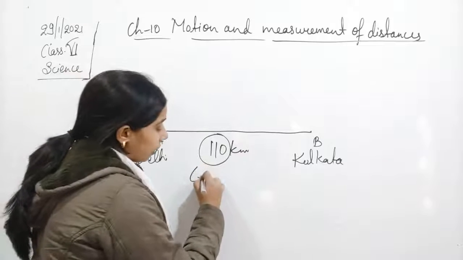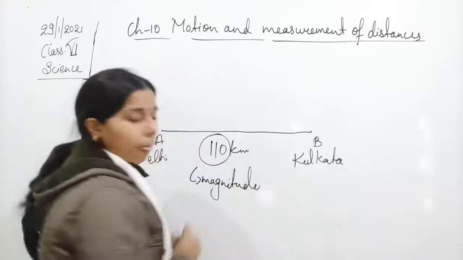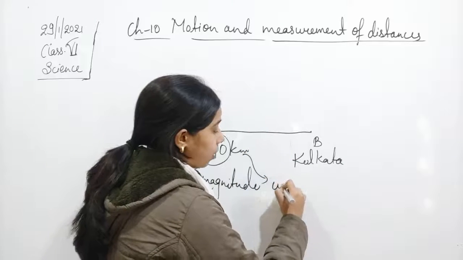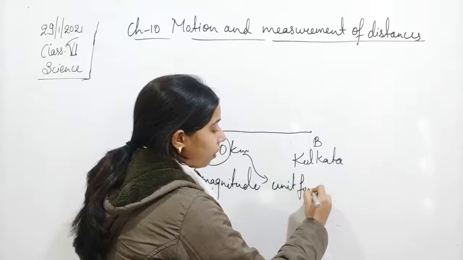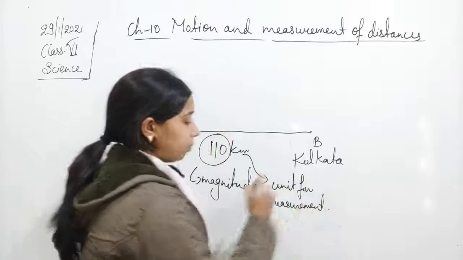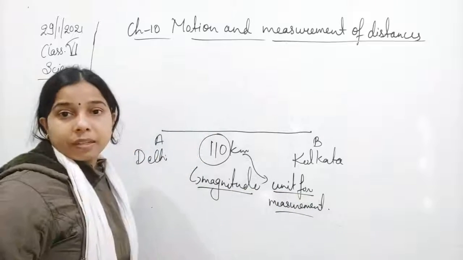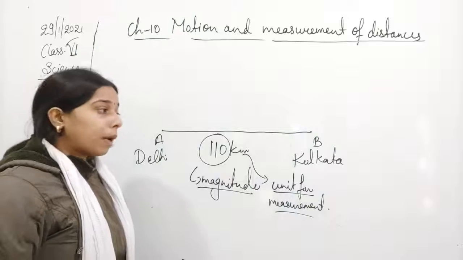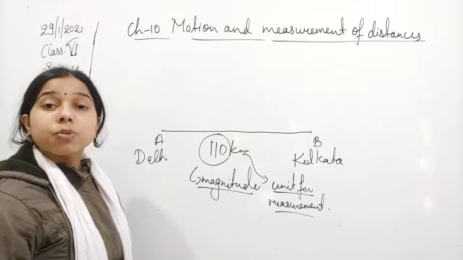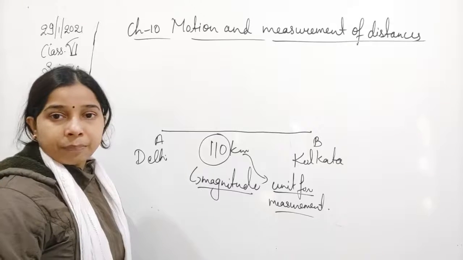We will say that it is the magnitude, and the second thing is the unit for measurement. So magnitude and unit for measurement are the two things with the help of which we measure anything. We measure the length or the distance between two places.